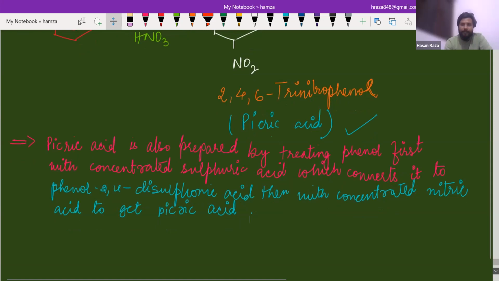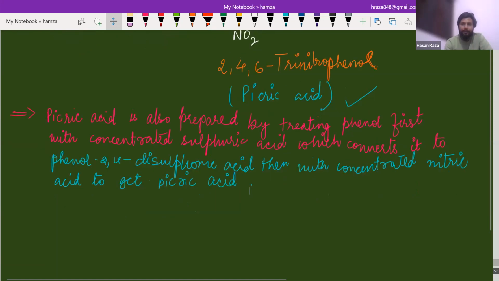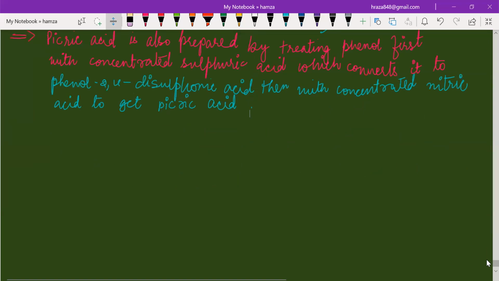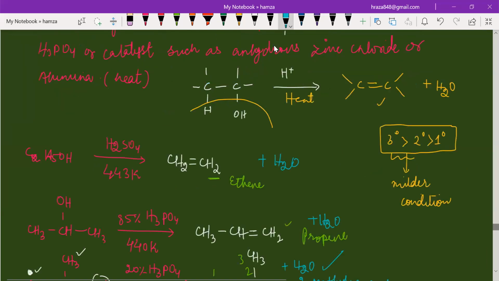Nafisa, Alia, please write it and let me know. Can you write the reaction or not? Sir, what did you write before disulfonic?